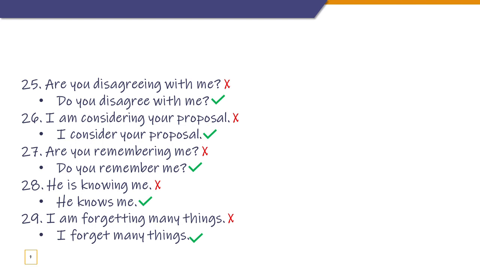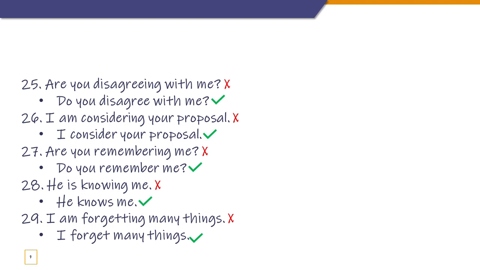Next one. Know is also similar to this. So he is knowing me is wrong. What should you say? He knows me. If you know someone, you can't change that fact. You can't change it like, in the past, he wasn't knowing me. In the future, he will be knowing me. No, you only say he knows me.